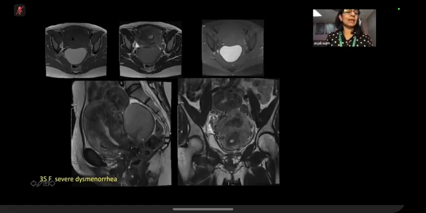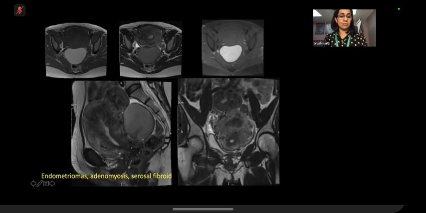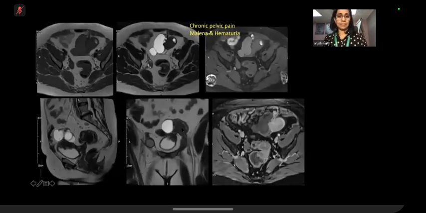If you go back and look at the T1 weighted image, you can see a tiny high signal focus within the myometrium, which stays bright on the T1 fat sat. It's very tiny. So that is a tiny microhemorrhage that again is in keeping with adenomyosis. Okay. So good. So this is endometrioma, adenomyosis, and subserosal fibroid.